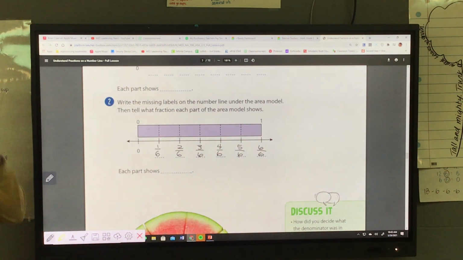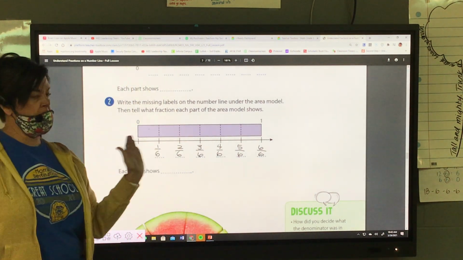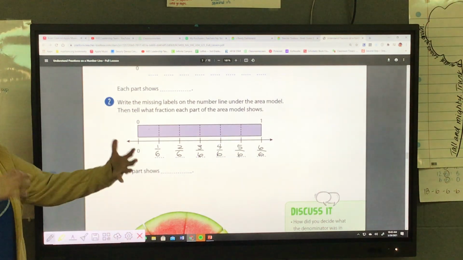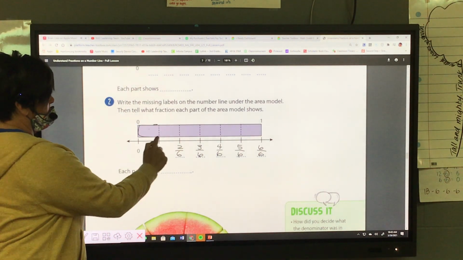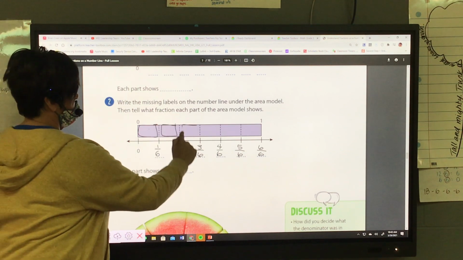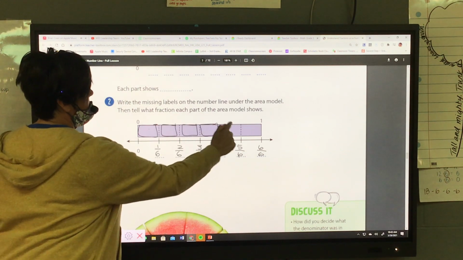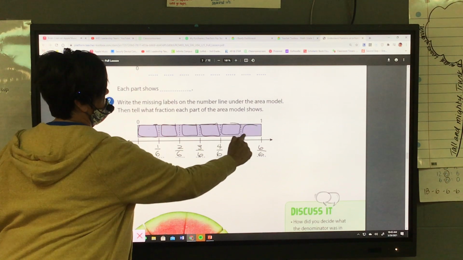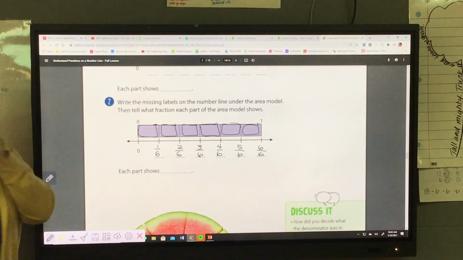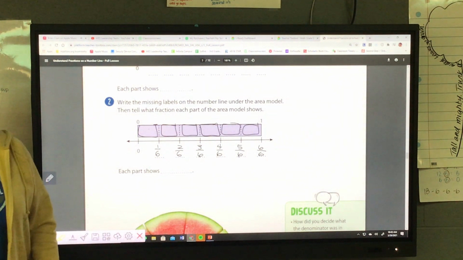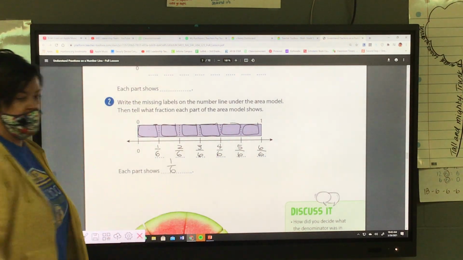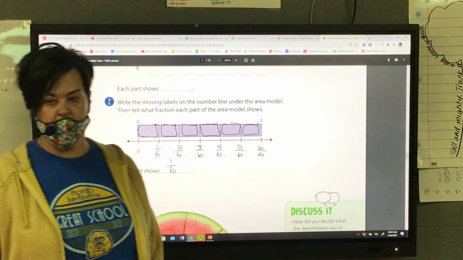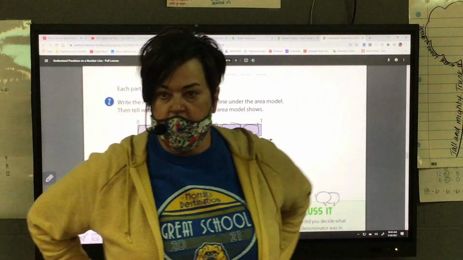Do you agree with how I labeled my fraction model? Yes. Or the model with each fraction? Each part, so that means this part, this part, this part. It's showing how much in each one of these, friends. 1/6. Yes.